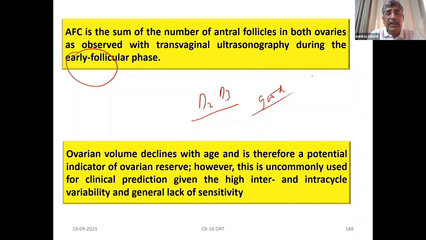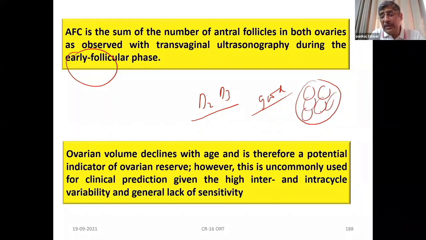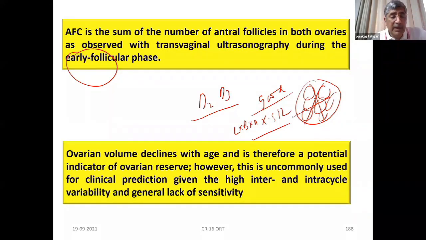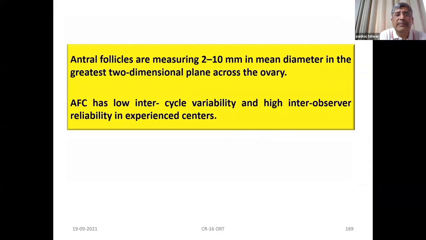Then we also have to know that the ovary has follicles which decline in number as the age advances. So we also look at something called ovarian volume. We take the ovarian volume in three axes, that is length, breadth, and height, and multiply by 0.523 (0.52), and we get some idea about the ovarian volume. Just remember that ovarian volume will definitely decrease with age, as would the fall in the number of follicles in the ovary. We are recording 2 to 10 millimeter follicles for the antral follicular count.